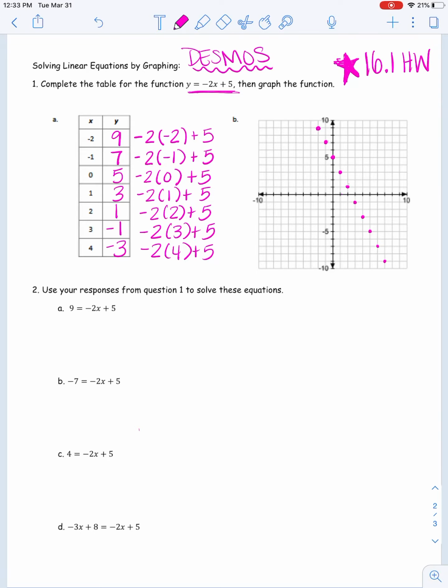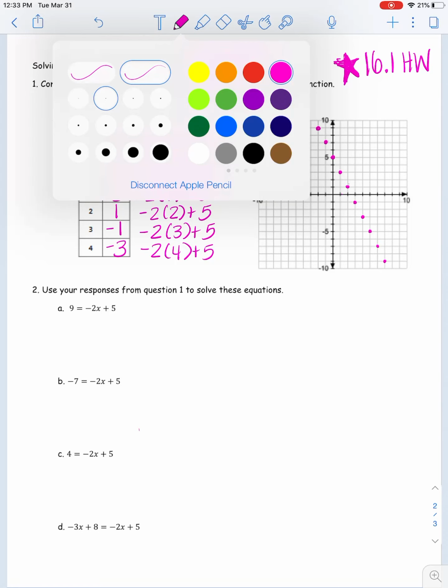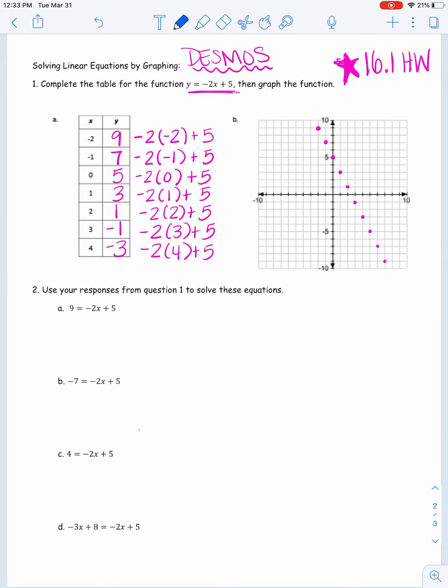So as we move on, we are looking at question number 2 now, and we are looking at how we can use our responses from question 1 to solve these equations. So we are looking at letter A, and I'm going to try to color code here so that it's a little easier to follow.